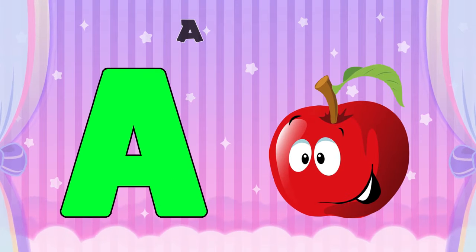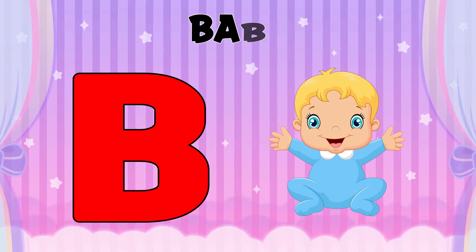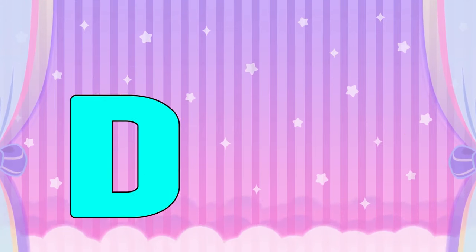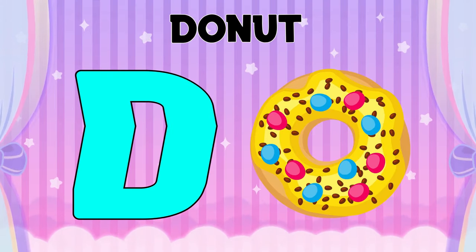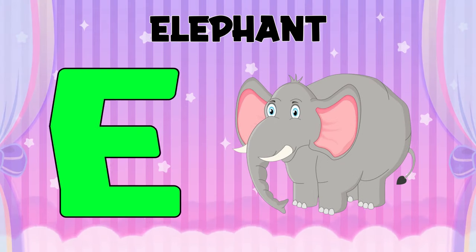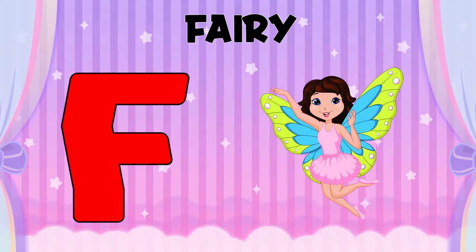A is for apple. B is for baby. C is for coconut. D is for donut. E is for elephant. F is for fairy.